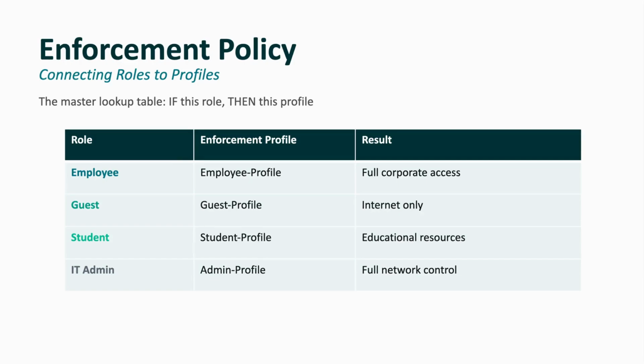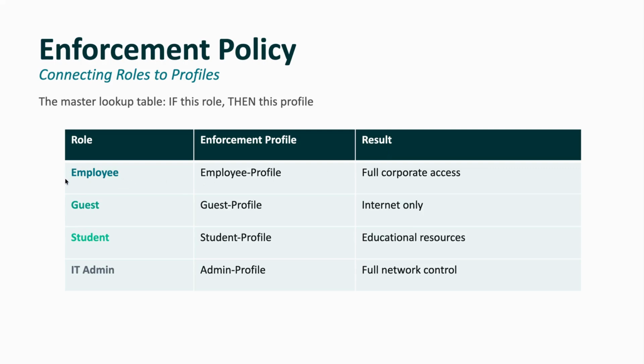Okay, now here is the final part, which is the enforcement policy. This is the master lookup table that connects roles and profiles. It's super simple. The enforcement policy says if you have this role, then you will get this enforcement profile. Let me show you using this table. Here we have roles, enforcement profiles, and the result.